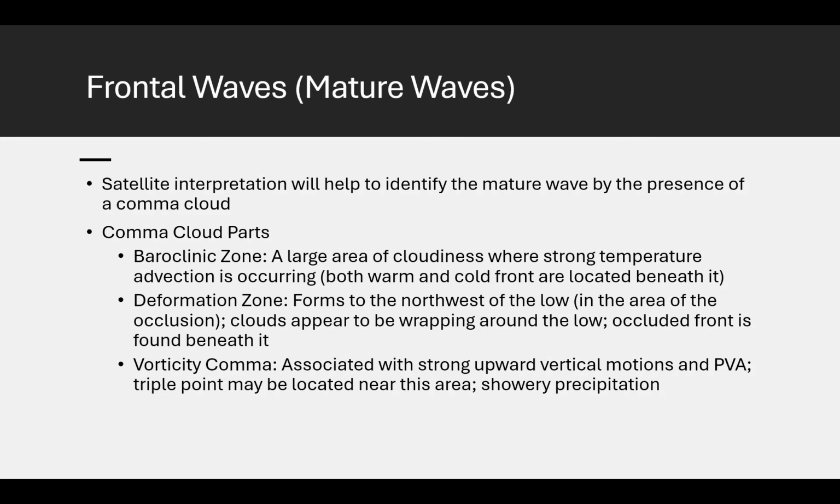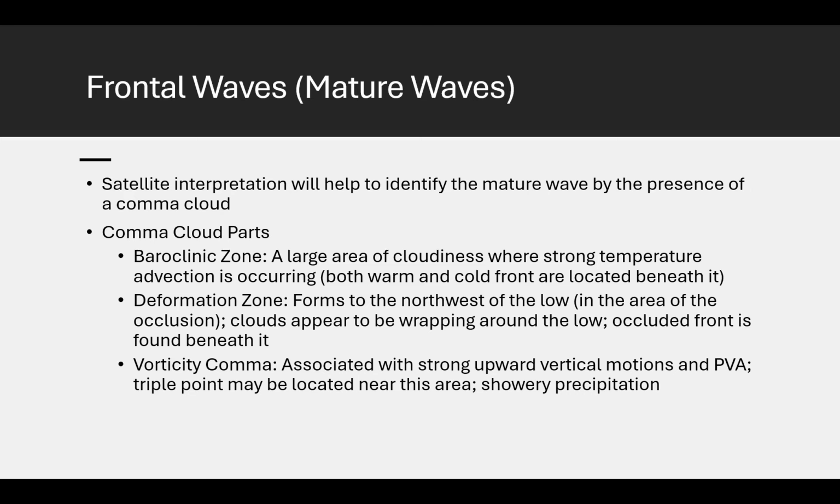With the mature wave, how do you identify it in satellite imagery? You can look at the mature wave by the presence of a comma cloud. Comma cloud has very distinct parts on a weather satellite image. It has a baroclinic zone, which is a large area of cloudiness where strong temperature advection is occurring. Both the warm and cold front are located beneath the baroclinic zone.